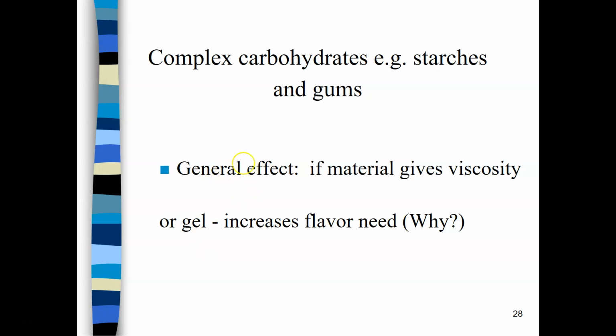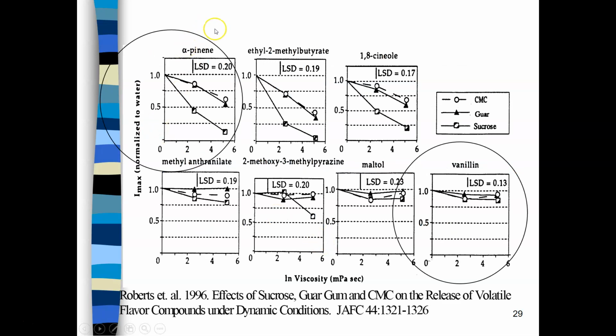If we move up to complex carbohydrates, starches, and gums, basically if a material gives viscosity or forms a gel, it increases the flavor need. And why is that? Why would making something more viscous or a gel increase the flavor need? There have been a lot of hypotheses out there about it. Something that's viscous doesn't spread in your mouth. It's not as much surface area for release of flavor. Or if it's a gel, we have to break down the gel, and that takes some time, so you have to put more flavor in.